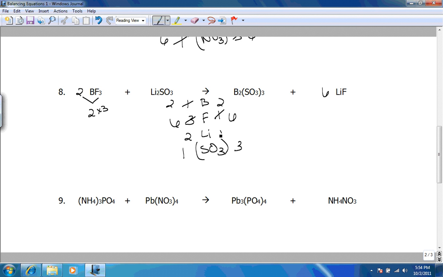That also messed up our lithium in the process. We now have 6 lithiums as well. Now, in order to make this side over here for lithium 6, you have to multiply it by 3, because 2 times 3 is 6. Now, in the process, we now have 3 sulfites on that side, which we also had 3 on the right-hand side, so that works out nicely.